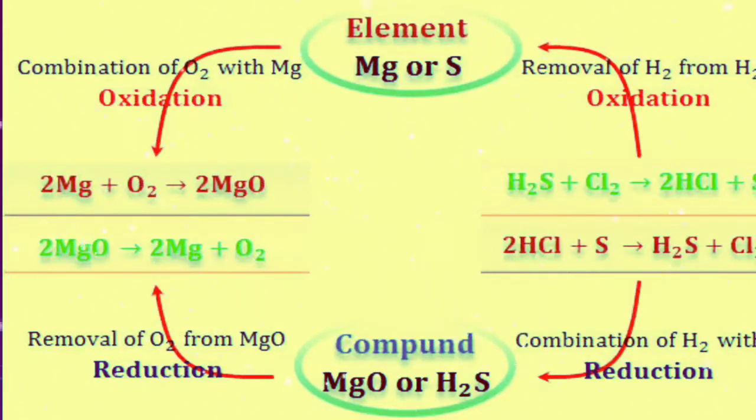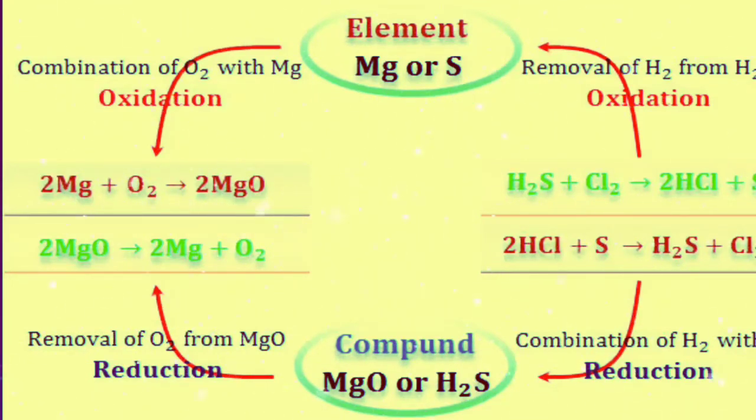In this reaction, chlorine is called the oxidizing agent because it causes oxidation of sulfur and it accepts two hydrogens from the sulfur, so it is itself reduced. So an oxidizing agent oxidizes another atom or molecule in a chemical reaction, but it is itself reduced.